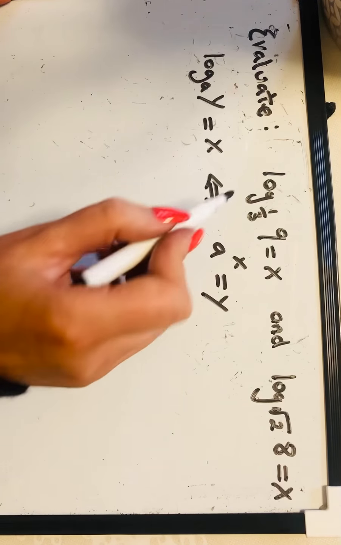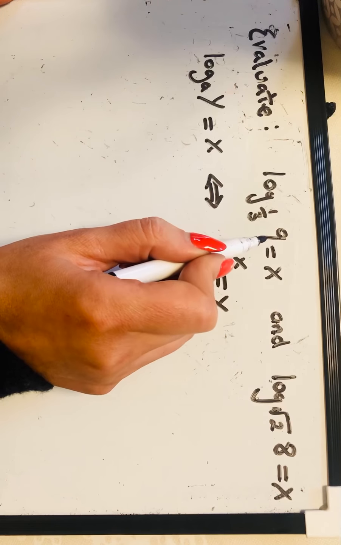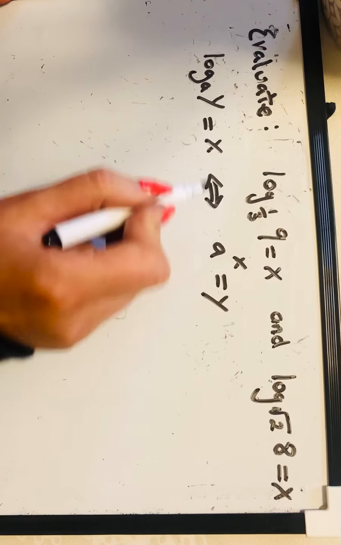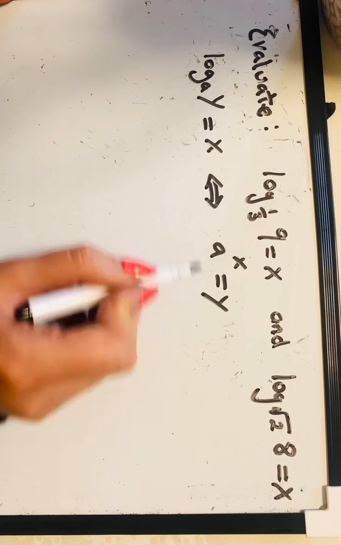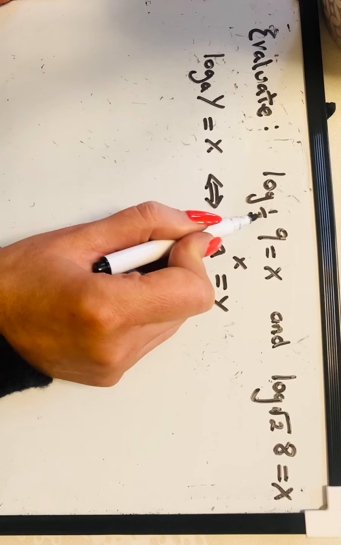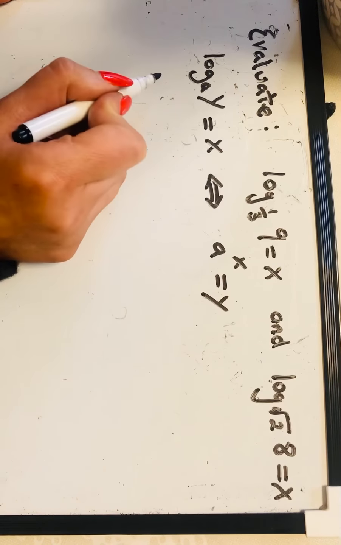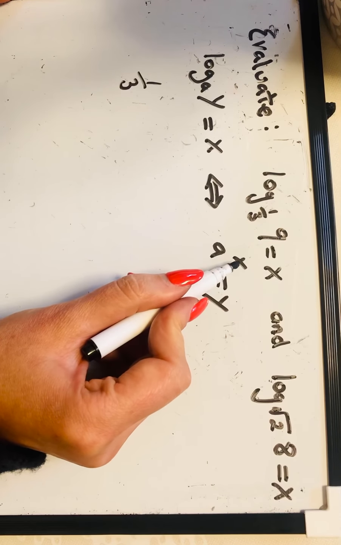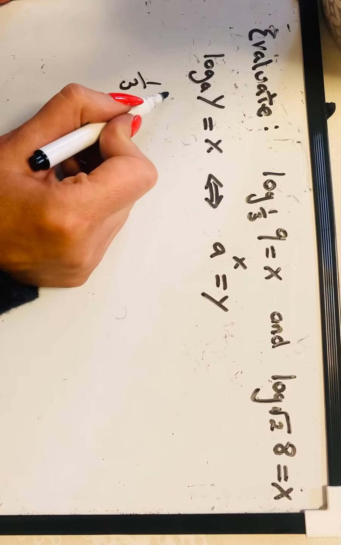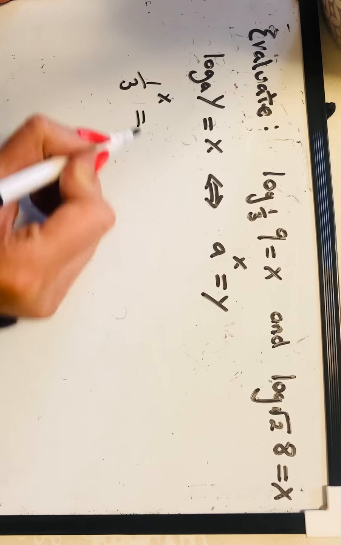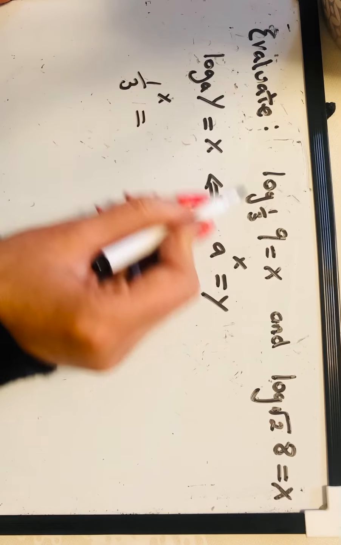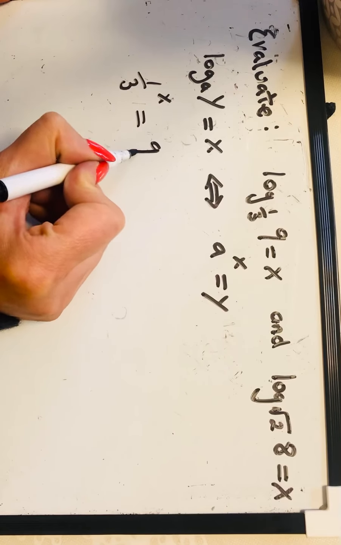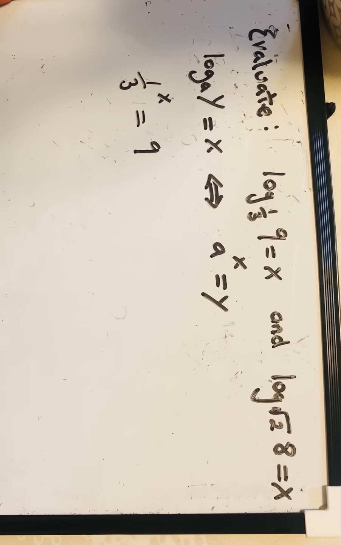So we're going to start off with our log to the base 1/3 of 9 equals x. So we're going to use this down here. We know that our a is our base, which is 1/3, so we're going to write down 1/3. We're going to make it to the power of x, and we equal it to y, and y is the 9. So we have to try and find a value there for x.